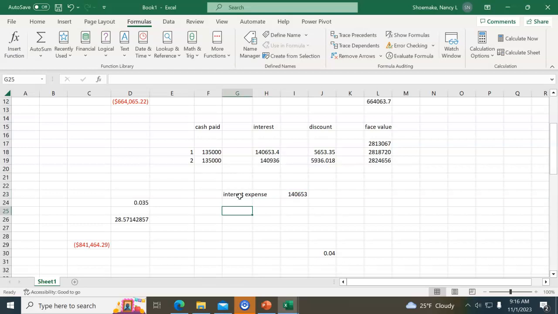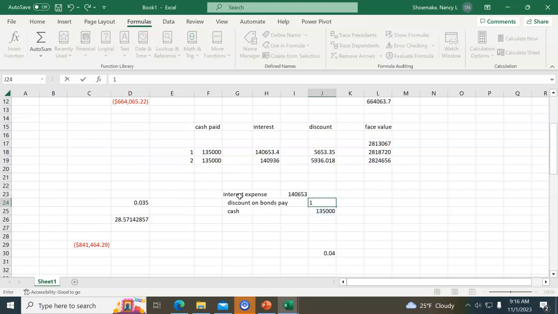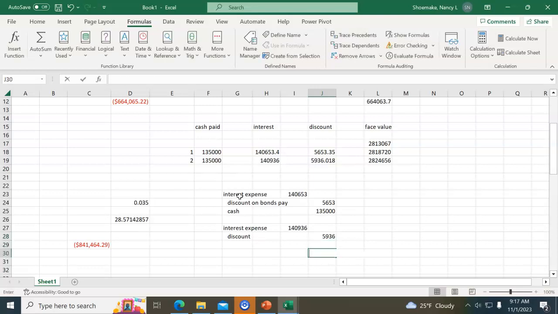$140,653. The cash amount is $135,000. So wouldn't this be a discount on bonds payable of the difference, $5,653? Does that make sense, guys? And then the next journal entry is going to be similar. We just take the next line. The interest is $140,936. The discount is $5,936. And wouldn't the cash payment be $135,000? Make sense? Are you guys doing okay with that?